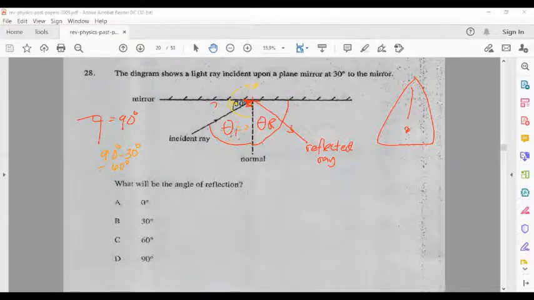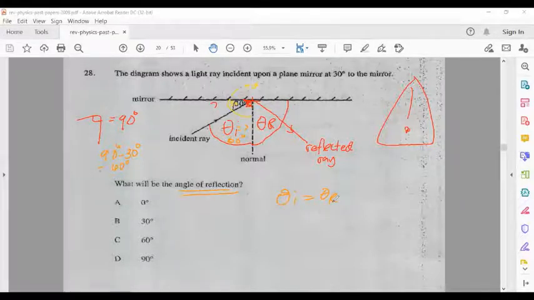So our angle of incidence is 60 degrees. But we're asked, what will be our angle of reflection? We have to know one more thing. We have to know the law of reflection, which tells us that the angle of incidence is equal to the angle of reflection. Okay, so here there are a couple parts to this question.